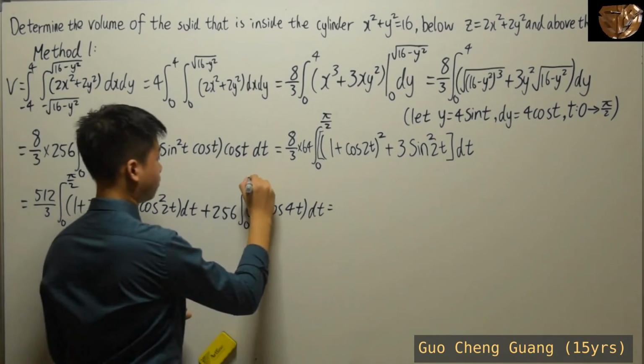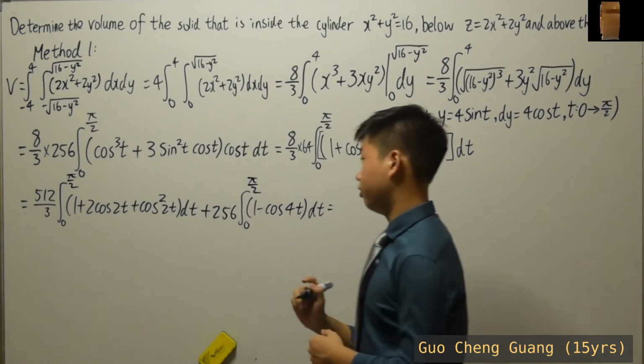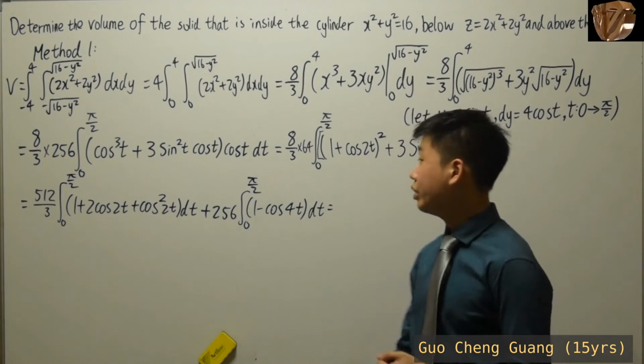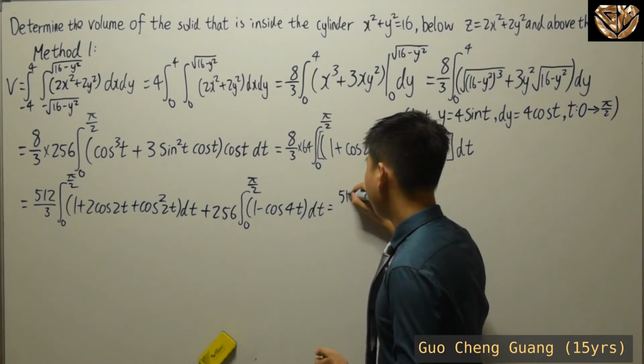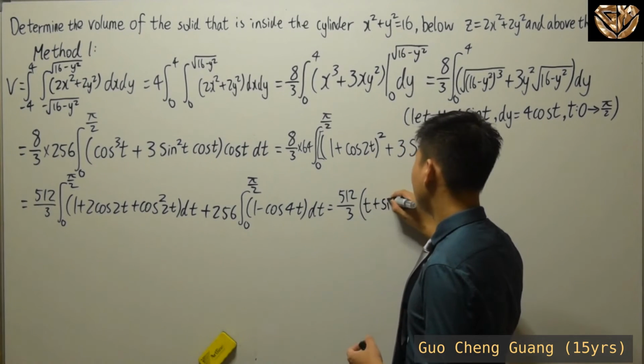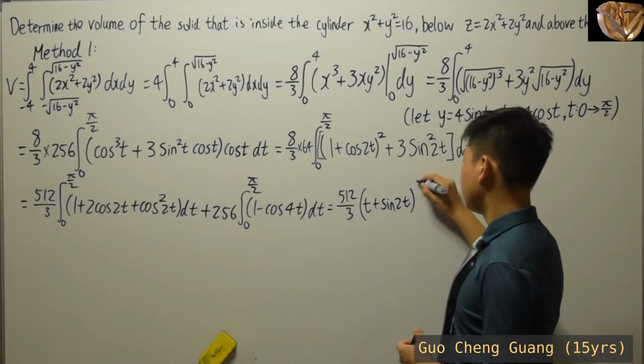Alright. So this is what we have. This should be right now. Okay, we'll take a look at the first term. And we're going to have 512 over 3 times t plus sine 2t.